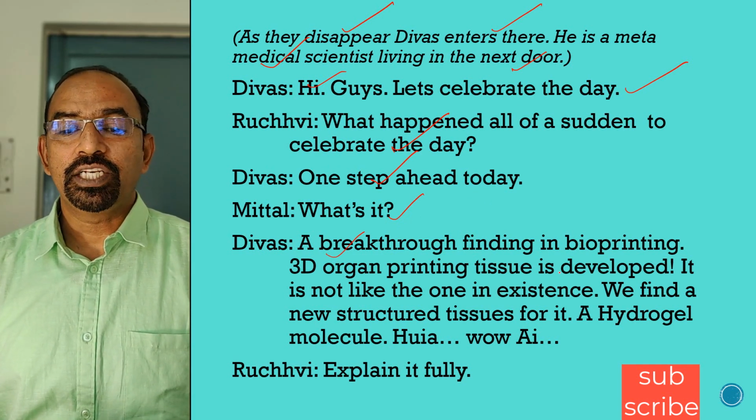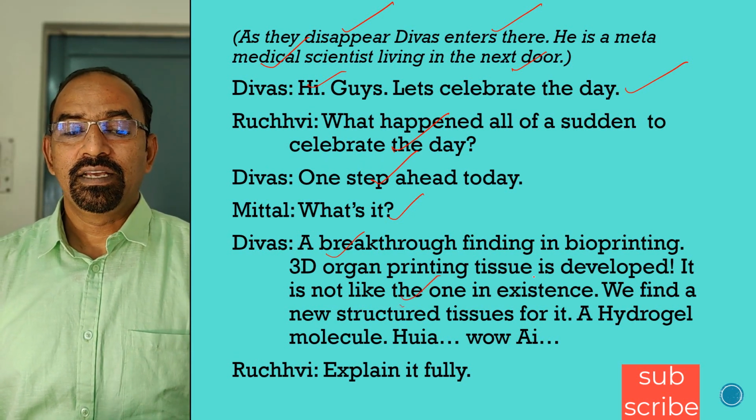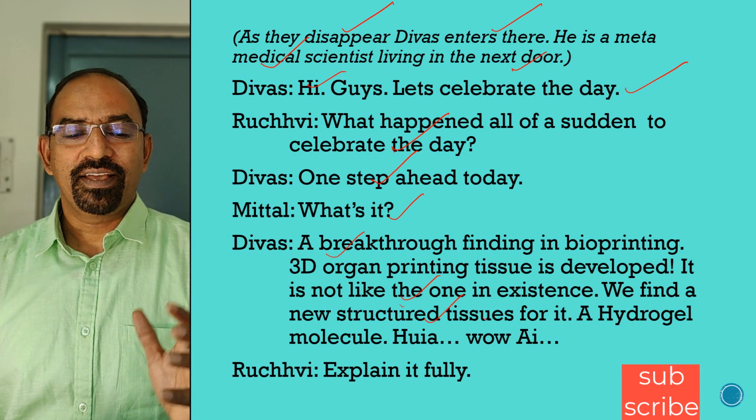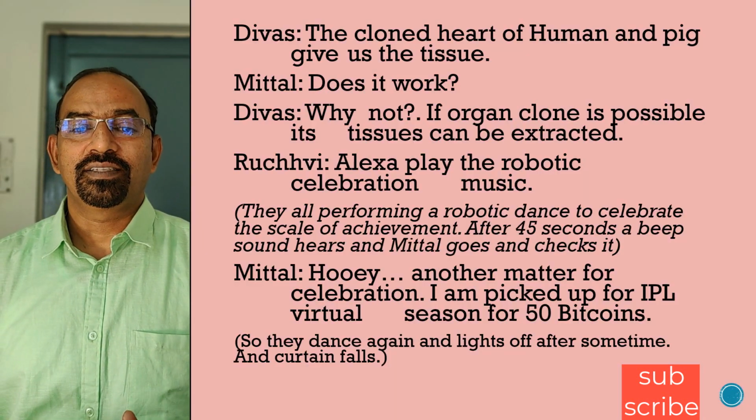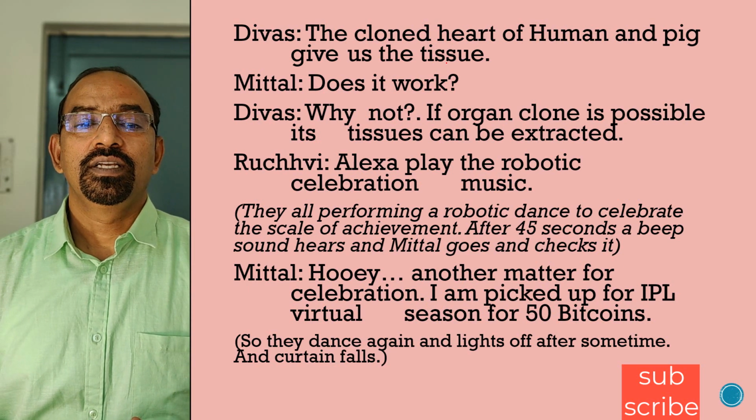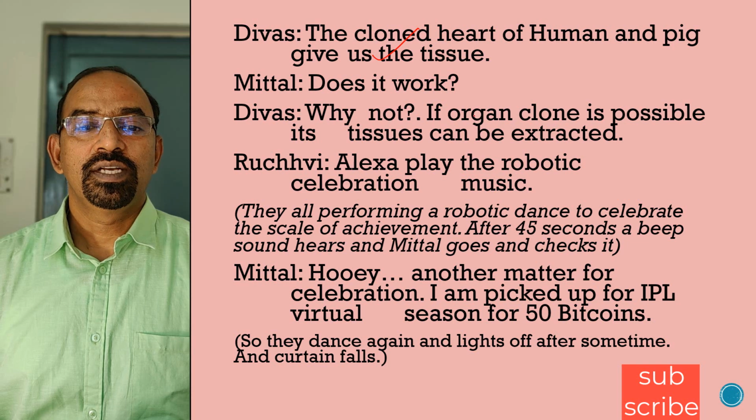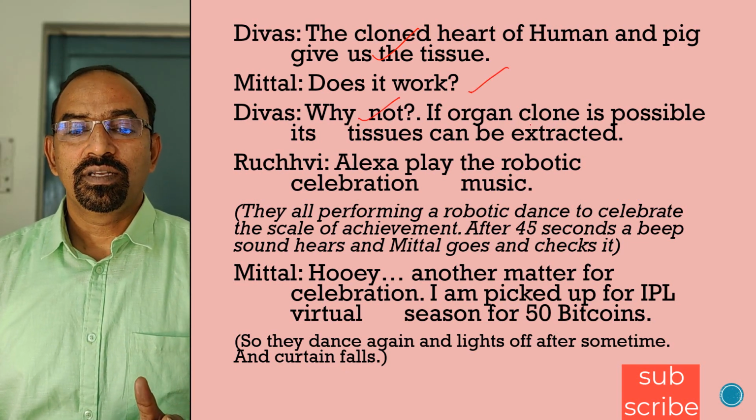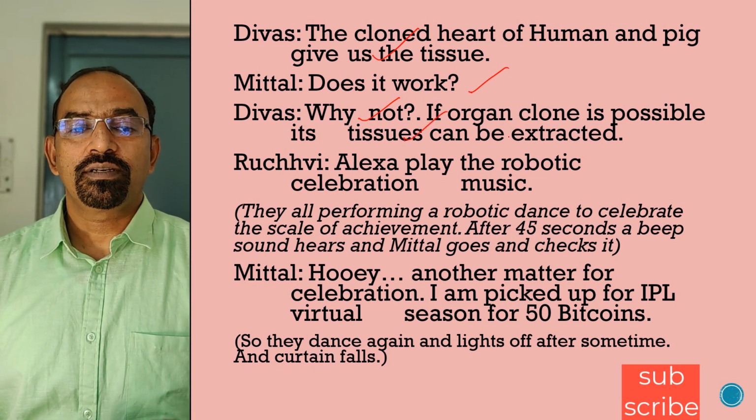3D organ printing tissue is developed. It is not like the one in existence. We find a new structured tissue for it. A hydrogel molecule. Richby: Why? Then explain it fully. Divorce: The cloned heart of a human and a pig give us the tissue. Does it work? Why not? If organ clone is possible, its tissue can be extracted.